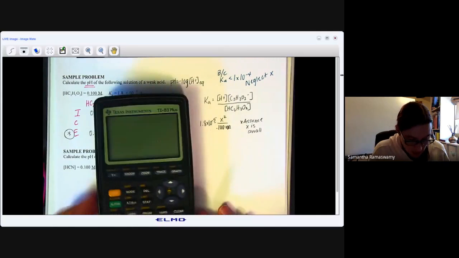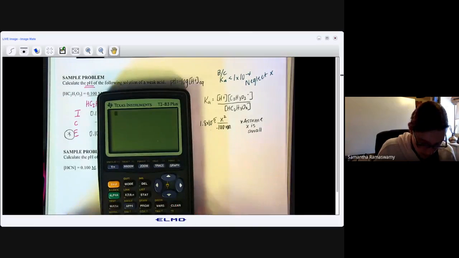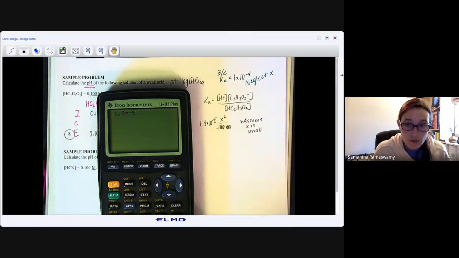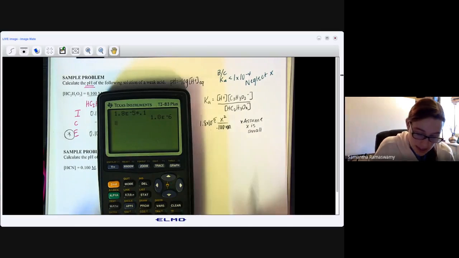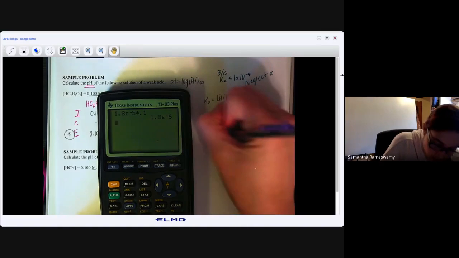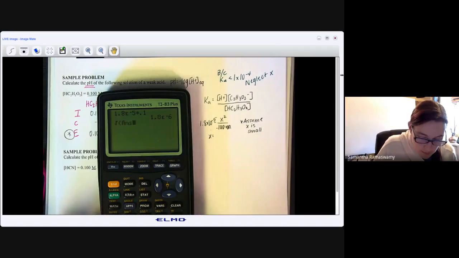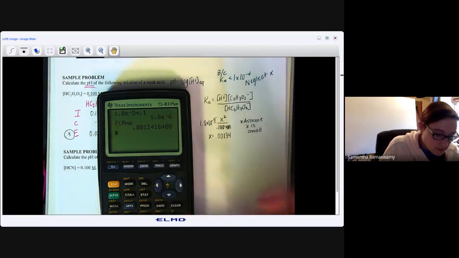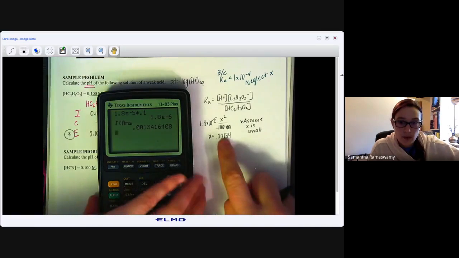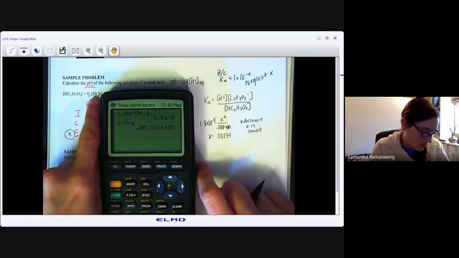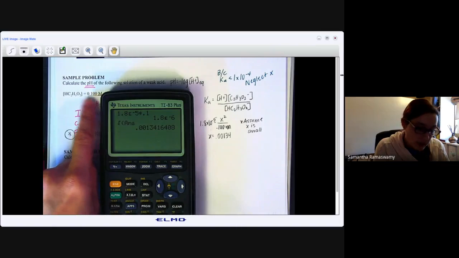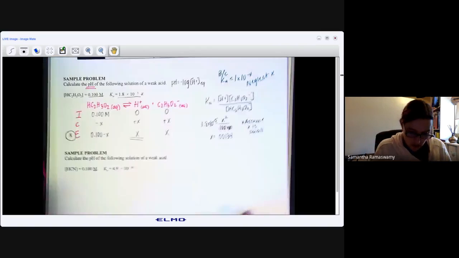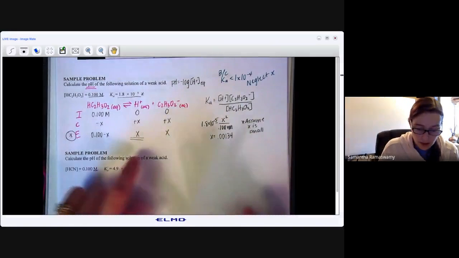So here's how I'm going to solve this. I'm going to do 1.8 e negative 5 times 0.1, and then to get x, I'm going to take the square root. So x is 0.00134. I did 3 significant figures because in this initial concentration of acid, the leading 0 is not significant, but these last 3 are. So x is 0.00134.